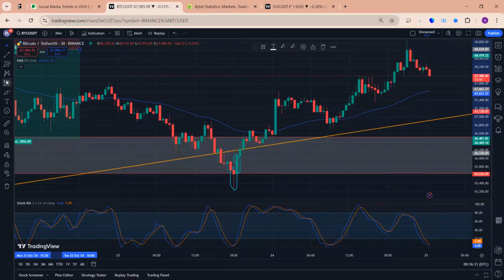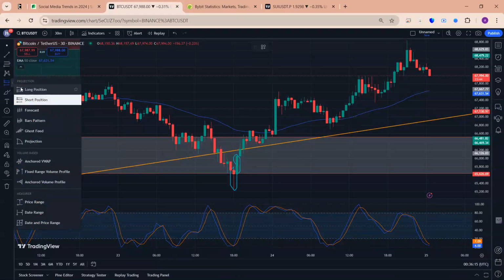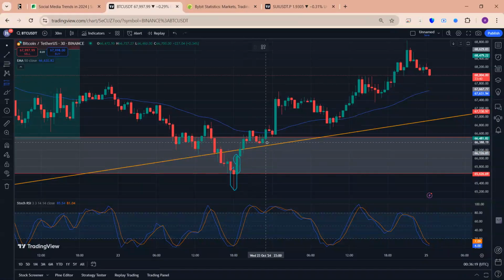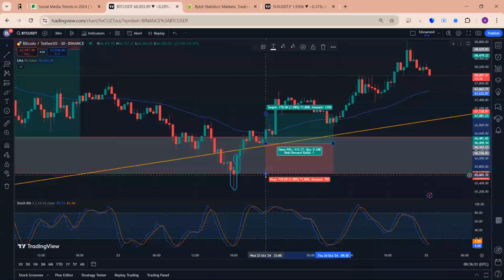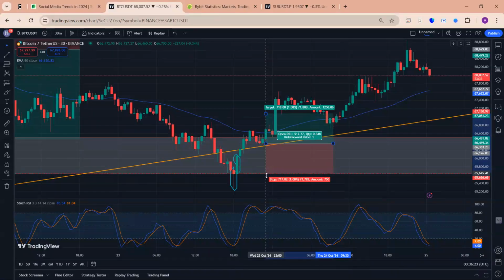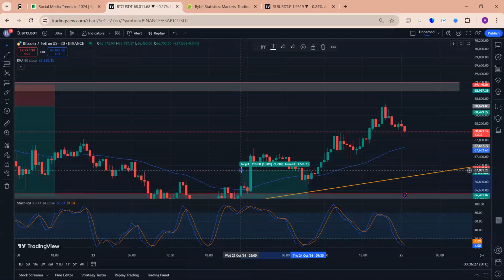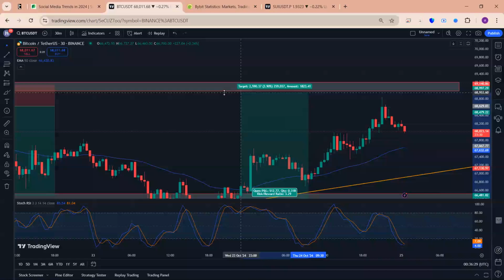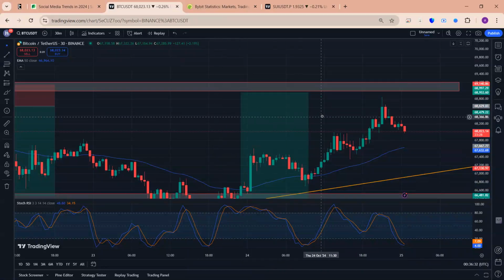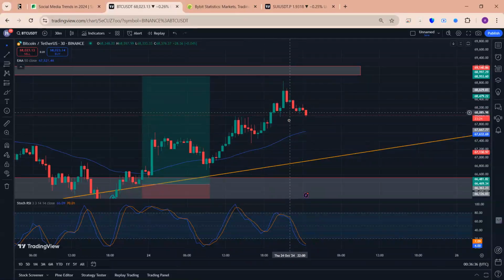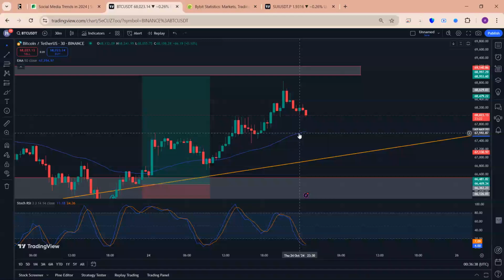Then I'll just put it this way, long, place it around this level. I may leave my short here, then going straight for my previous support area. Look at this. It touched it now. Now the price has begun to tank down again. So what do I do? The price has not broken below this. It has not broken below my EMA.